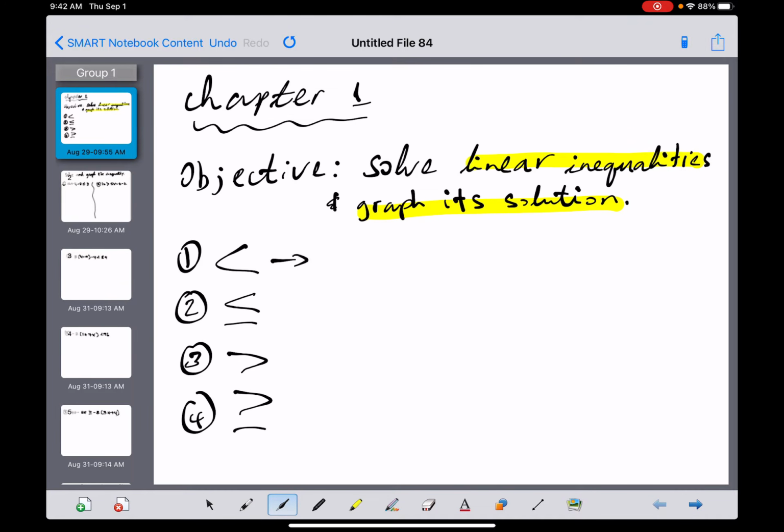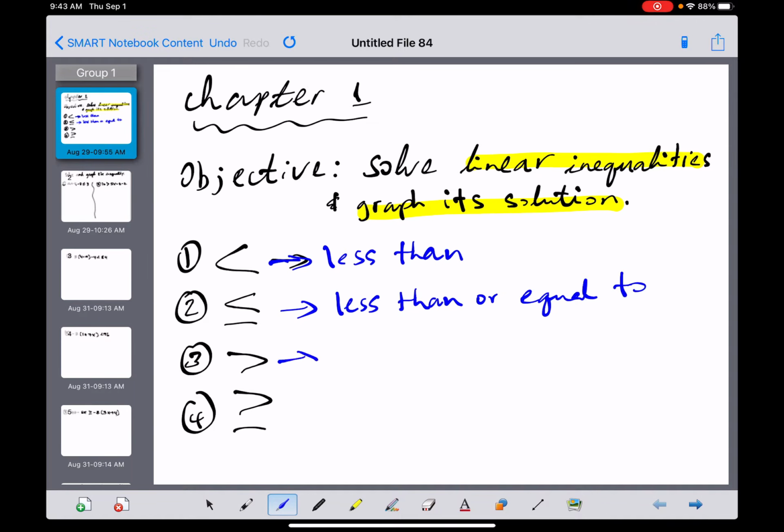So the first one is called less than. The second one, you see the equal sign, so we call that less than or equal to. Third one is greater than. And the fourth one is greater than or equal to.